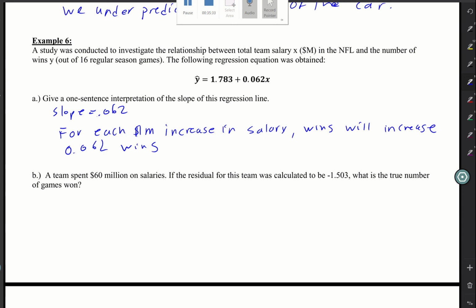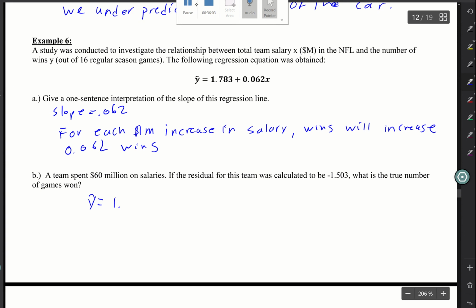All right, any questions on interpreting the slope? No. So if a team spent $60 million on salaries, if the residual for the team was calculated to be negative 1.503, what is the true number of games won? Any idea how we can figure that out? Okay, so we can plug it in. Y hat equals 1.783 plus 0.062 times the 60 million. So what does that give us?